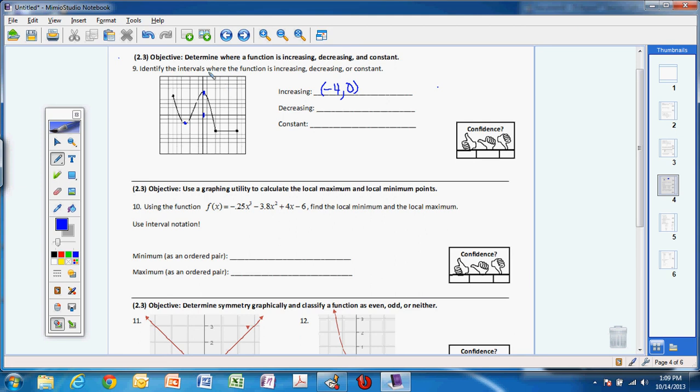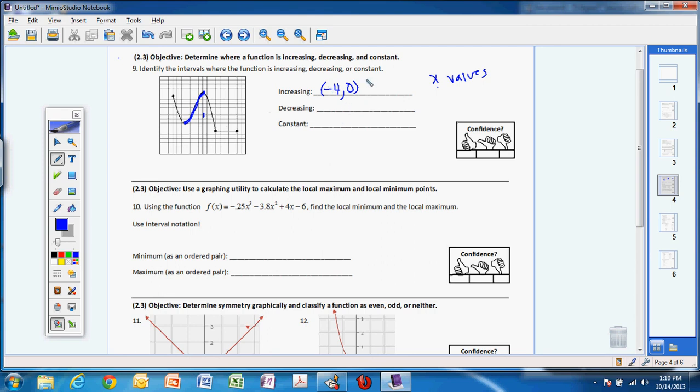So when we're talking about these intervals, we're always talking about the x values. We're talking about what x value does my interval start and what x value does my interval end. So in this case, that whole part of our graph, that's when it was actually increasing. And no other part of this graph is increasing. So that's the only interval we have for that one.